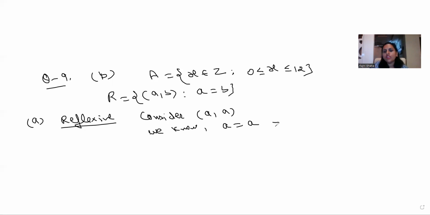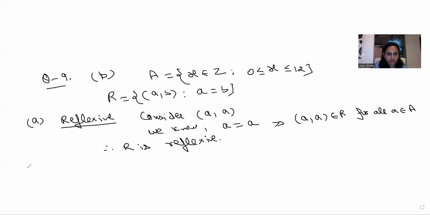So A is equal to A. This implies (A, A) belongs to R for all A that belongs to A. And therefore we can say that our relation R is reflexive. Now next we are going to move to the symmetric part.